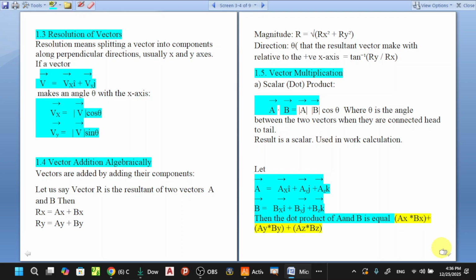Then the dot product of A and B is equal to, you just multiply the coefficients of the x direction in both, Ax times Bx, plus the y components multiplied, Ay times By, plus Az times Bz, the coefficients of the k, multiplied and added together to get the dot product.